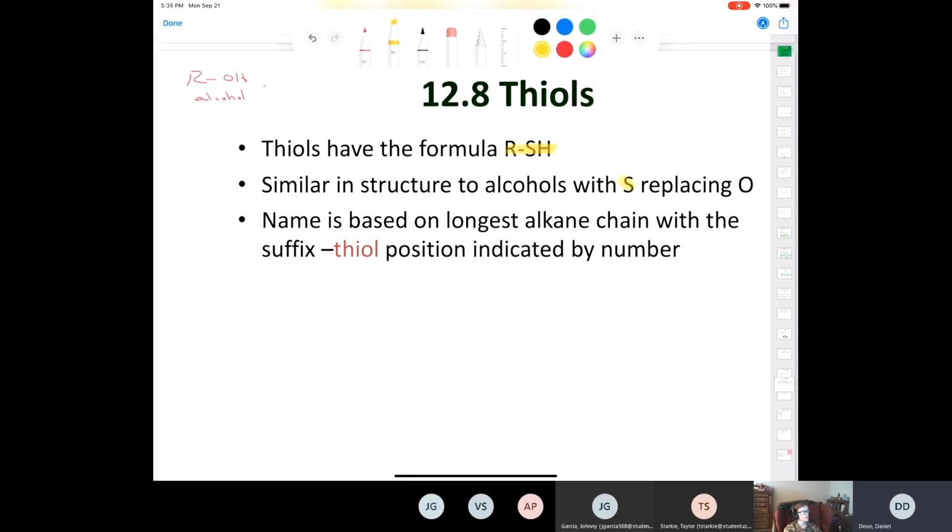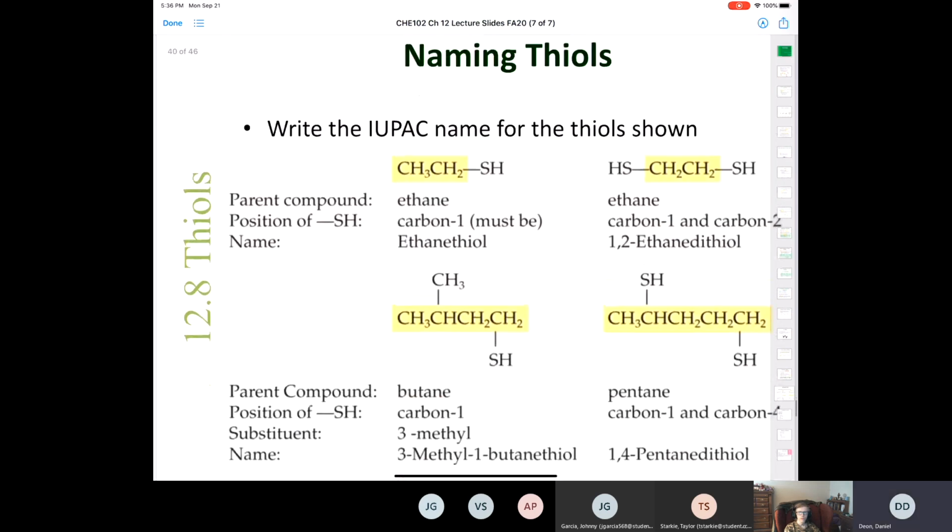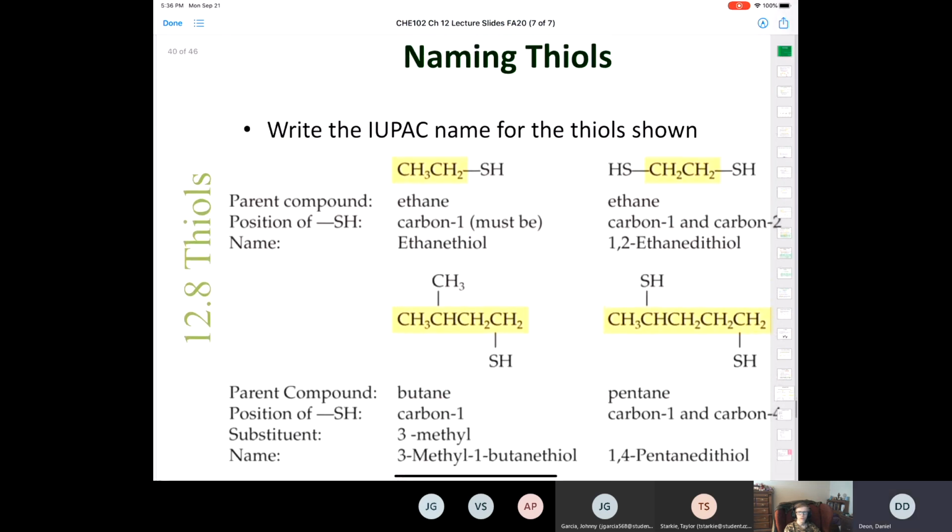First, we're going to look at how to name thiols. The name is based on the longest alkane chain with the suffix thiol, and the position will be indicated by a number. So it's very close to the nomenclature of alcohols. If you understood that, you should not find naming thiols too troublesome. Here are some examples of different thiols.